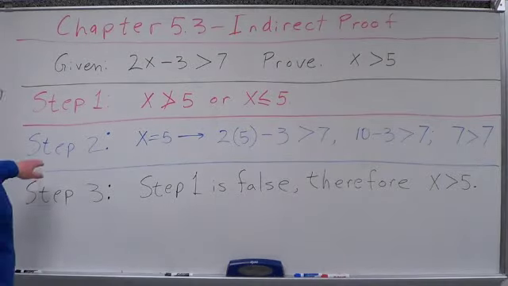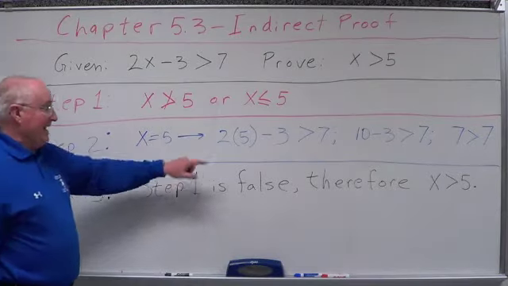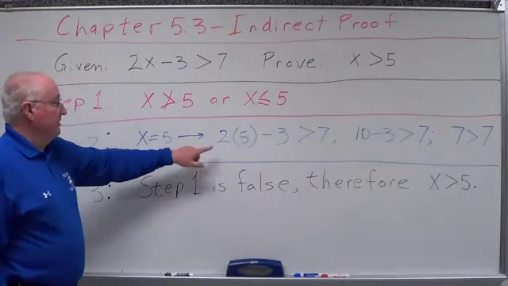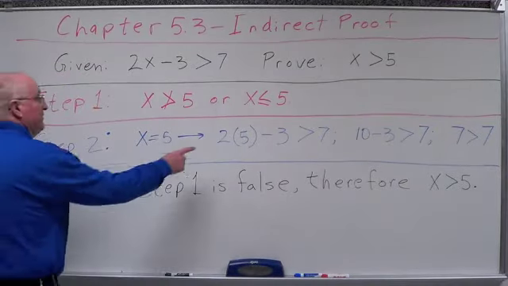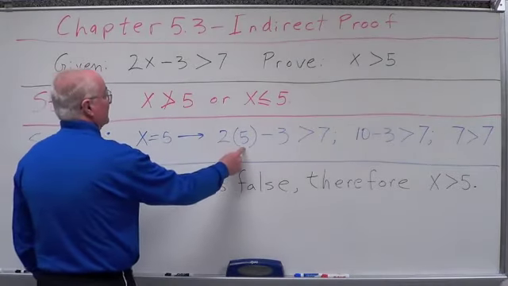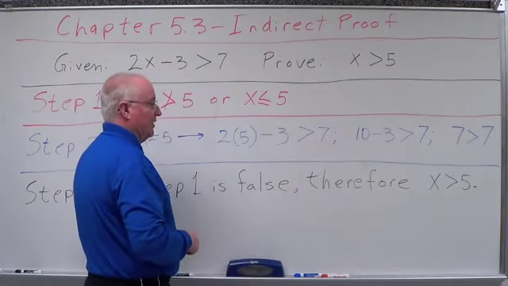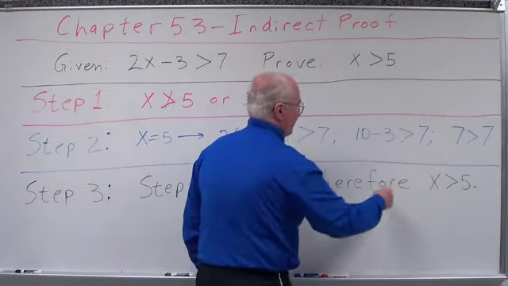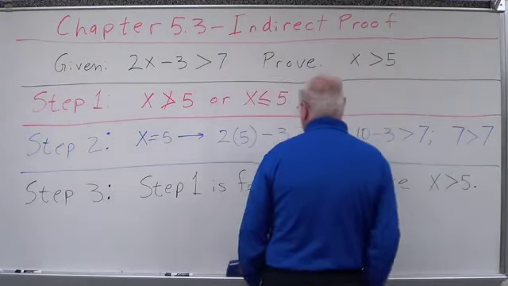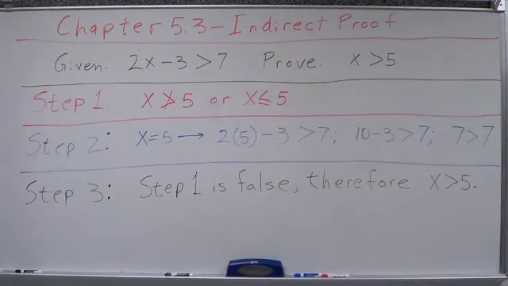Well, I'm going to choose to say on step 2, we're going to take the assumption that x is equal to 5, and we're going to put it into the equation. When we put it into the inequality, 2 times 5 minus 3 is greater than 7, then we have 10 minus 3 is greater than 7, or 7 is greater than 7. 7 is equal to 7, but 7 is not greater than 7.